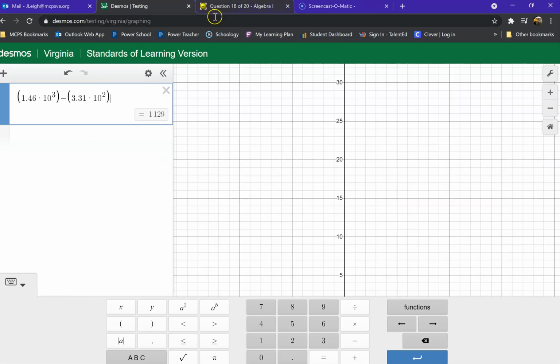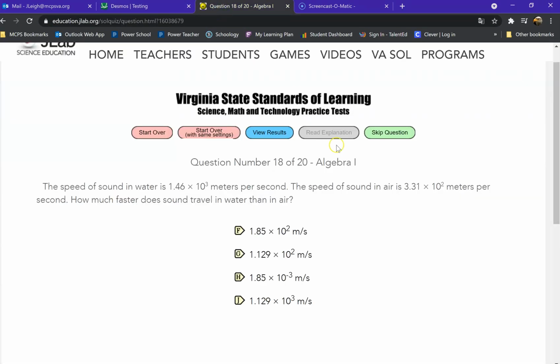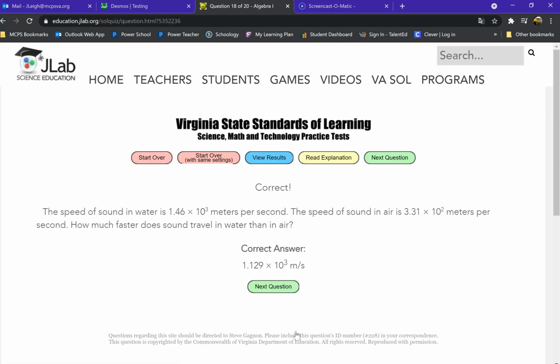And let's see if that's one of our answer choices. 1.29 times 10 to the second, so no. 1.129 times 10 to the third, so make sure you take a moment to read it carefully. Final answer, correct.